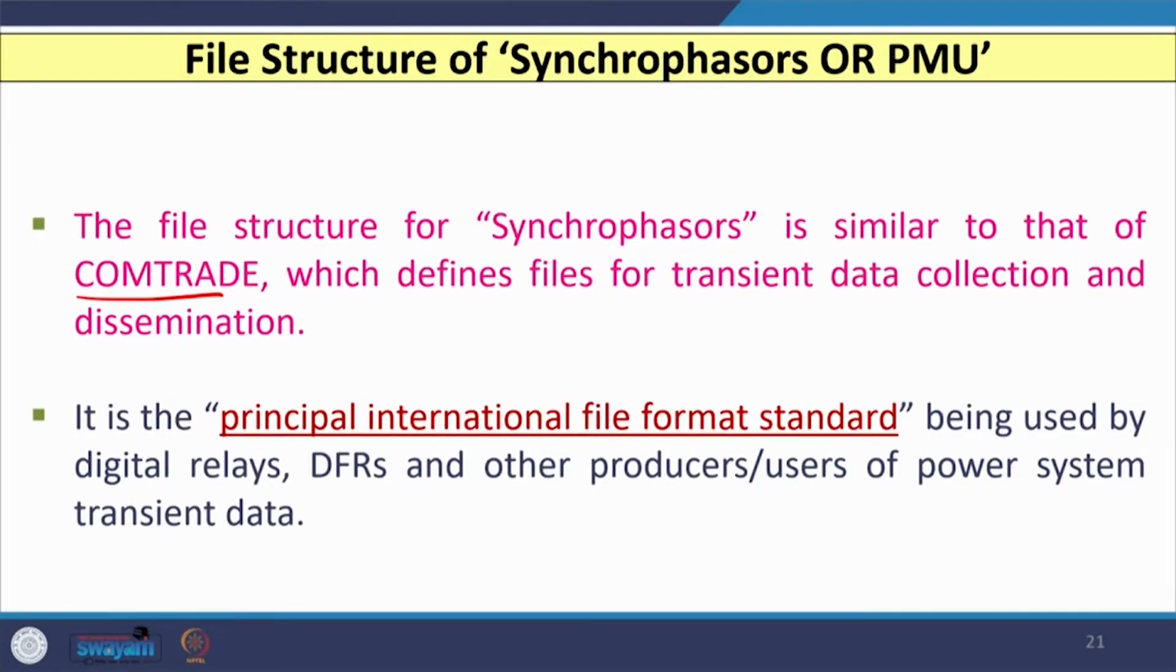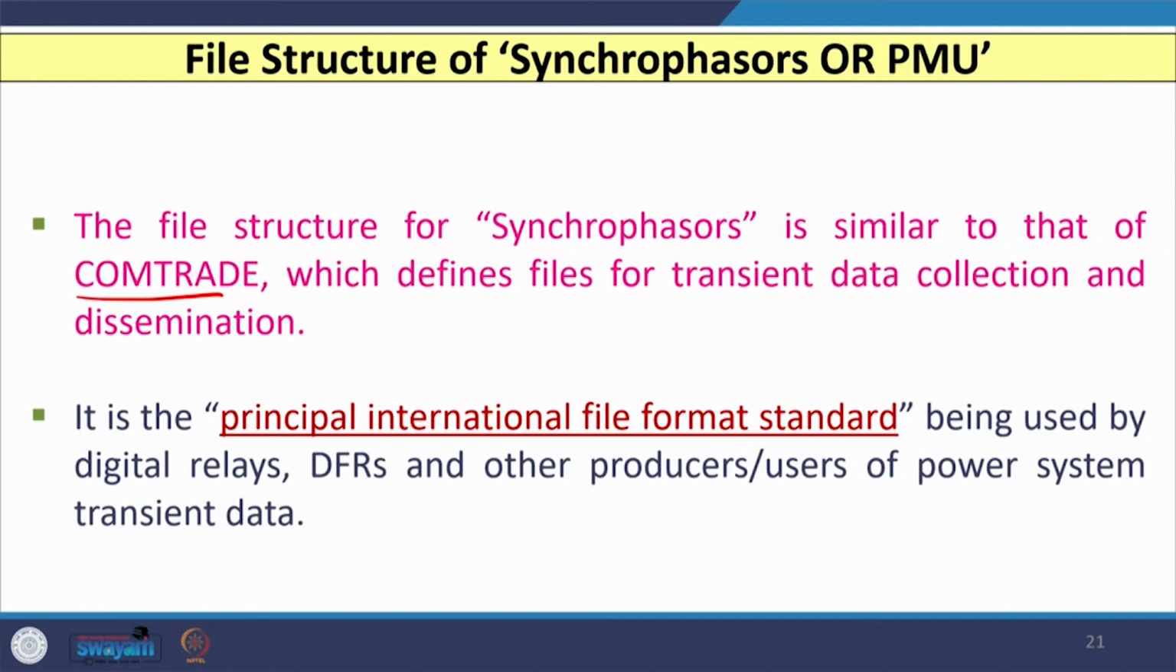Now, after this, let us see what is the file structure of synchrophasors or PMUs. When we consider the file structure for synchrophasors, that is similar to that of the COMTRADE file, which defines the files for transient data collection and dissemination. So, a COMTRADE file is a file which is meant for transient data collection and dissemination. This COMTRADE file is used by most of the digital fault recorders and digital relays. The same concept is also used by synchrophasors or PMUs.